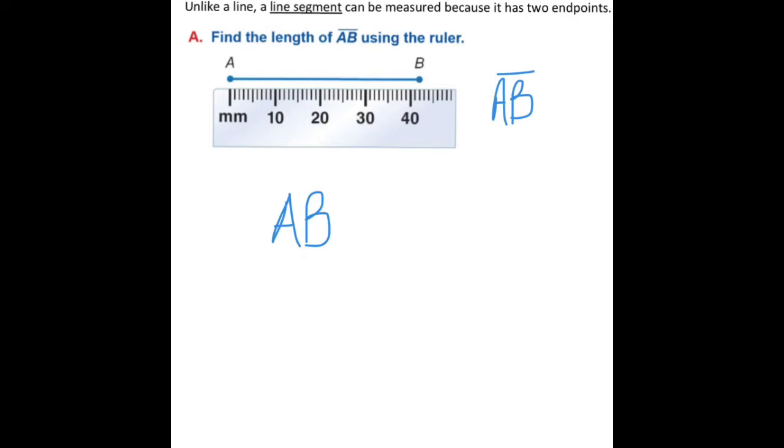And if we want to find the measure of that, we just say that AB, the distance from A to B, with no segment on the top, equals, and I'm pretty sure that looks to be about 42 millimeters. So why are we able to measure a line segment? Because line segments have two endpoints. They don't go on forever. All right, next.